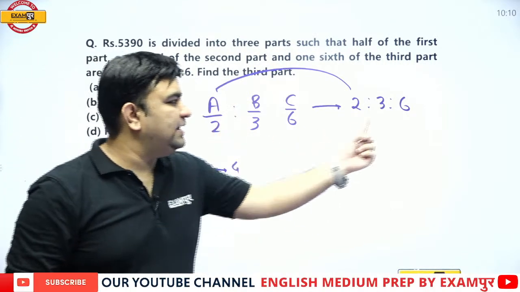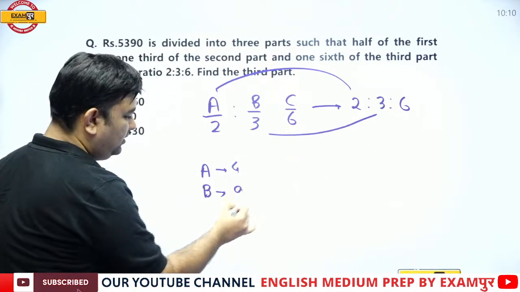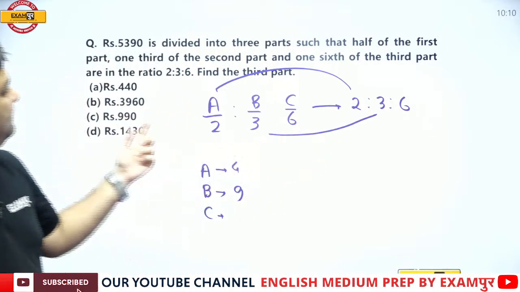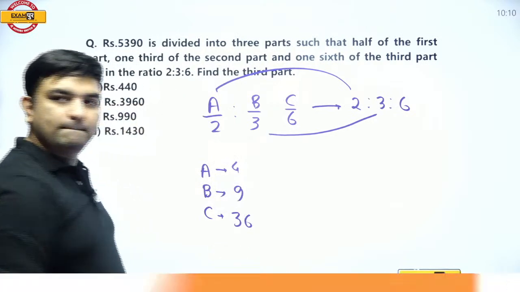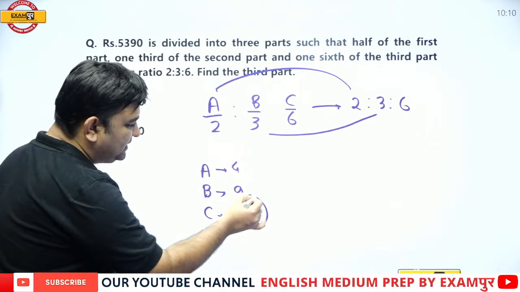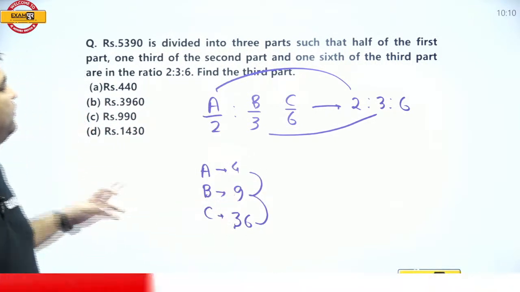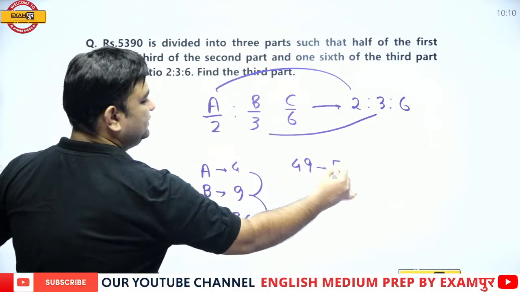If b by 3 is 3, then b is 3 cross 3, that is 9. And if c by 6 is 6, then c is 36. What is the total from here? 45 plus 4, 49. Now 49 is given as 5390.